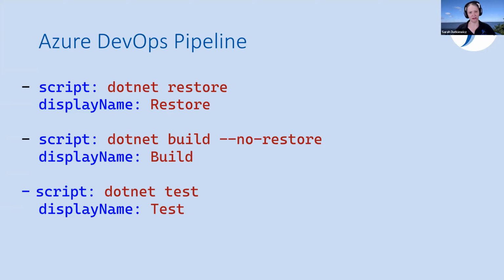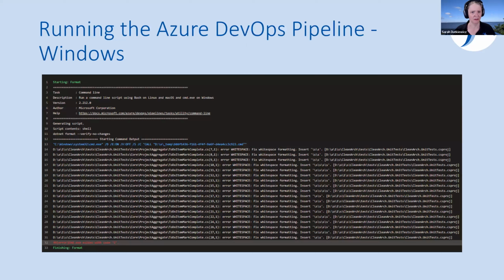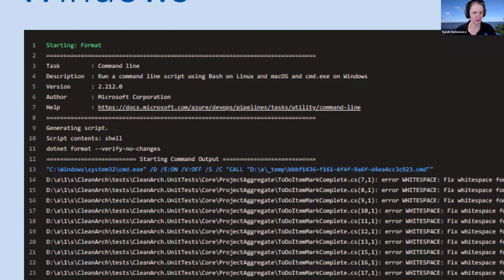Now with Azure DevOps, that pipeline, what that would look like, it'd be .NET restore, the .NET build no restore, and then the .NET test, and the .NET format. That should have been format, not test. Let's take a look here so you can see. And we'll zoom in so you can see what I'm running. So you'll see command line. You can see that it's starting format.